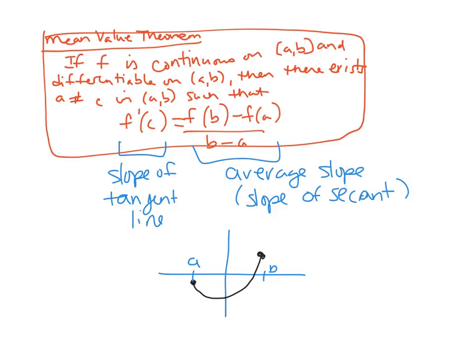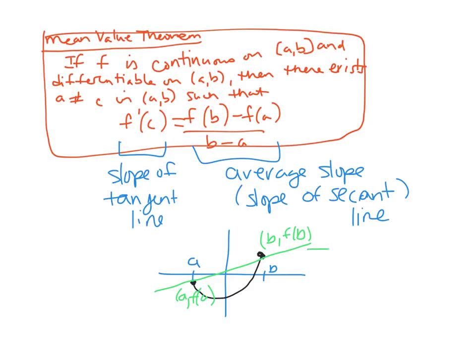So what this is going to tell us is that there's a place where the slope of the tangent line is equal to the slope of the secant line. Okay, so right here, we have this line. This point right here, our x value is b, our y value is f of b. This point right here at the bottom, our x value is a, our y value is f of a.